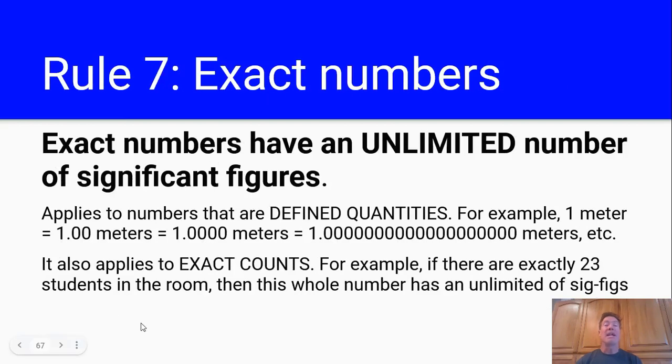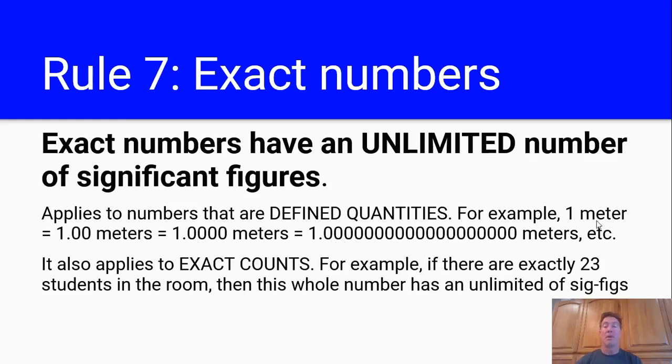Finally, rule 7, exact numbers. Exact numbers have an unlimited number of significant figures. So this applies to numbers that are defined quantities. For example, we define 1 meter as 1 meter, which is the same as 1.00 meters or 1.0000 meters, whatever.